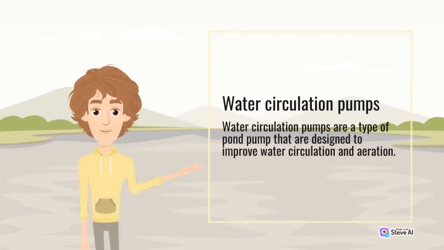Water circulation pumps. Water circulation pumps are a type of pond pump that are designed to improve water circulation and aeration.